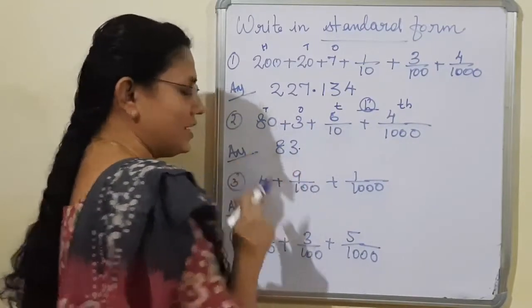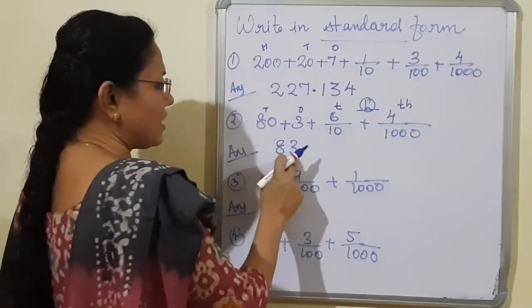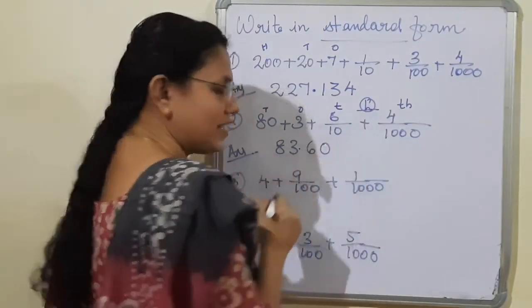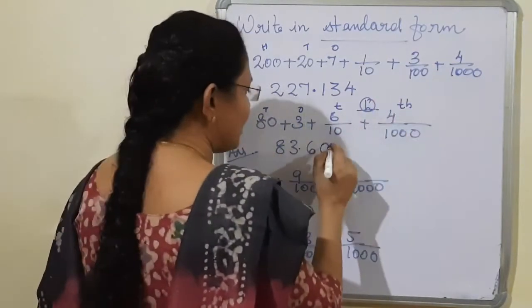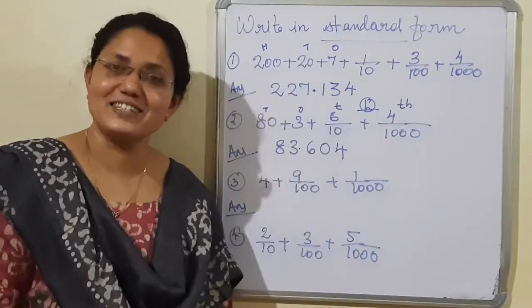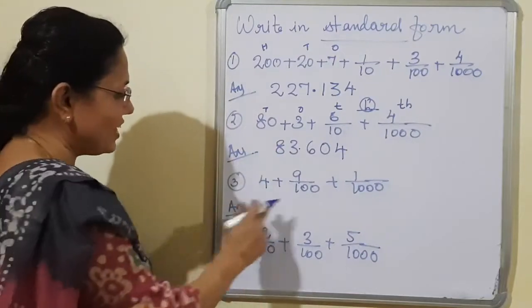Now already we have written the whole number 83. 10th place 6 is there. 100th is not given. Write here 0, and 1000th it is 4. Here the answer is what? 83.604. Now we can do the next one.